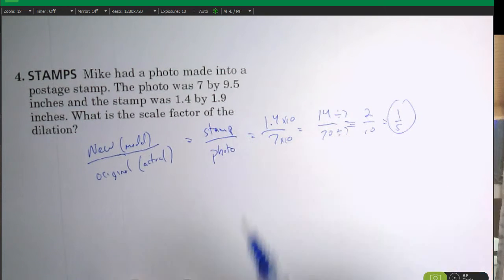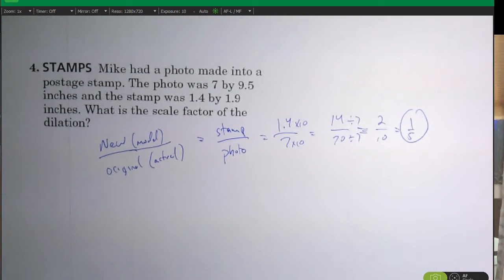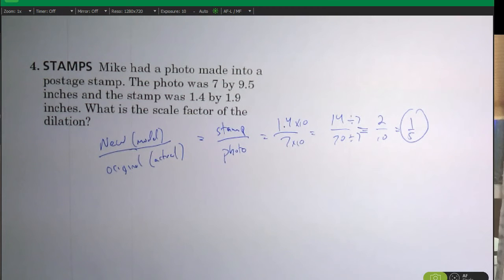Yeah. So there are a few problems in the homework. If you have anything else I didn't explain, just come on into class before school on Friday and we can talk about it.